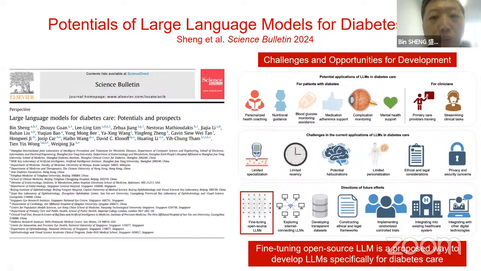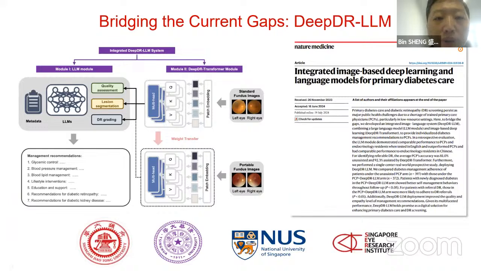Early this year, we published a perspective on the large language model for diabetes care in the Science Bulletin journal, and we proposed that fine-tuning an open source large language model with diabetes knowledge is a potential way to develop the large language model, especially for diabetes care. Following this idea, we developed and validated an integrated image-based deep learning and language model for primary diabetes care. This system is called the DeepDR LLM. Professor Raj gave a lot of support for its development and validation, and this is the first collaborative paper, published online in Nature Medicine this June.